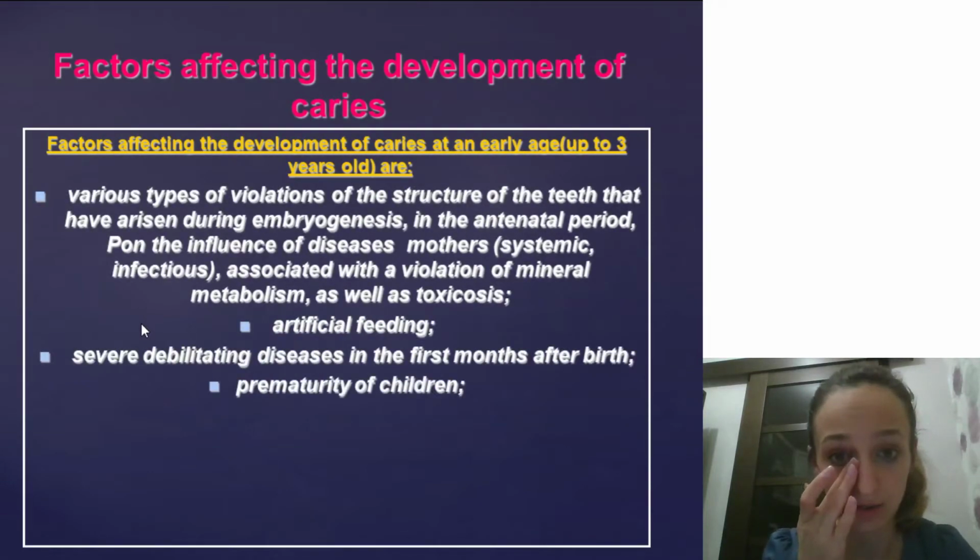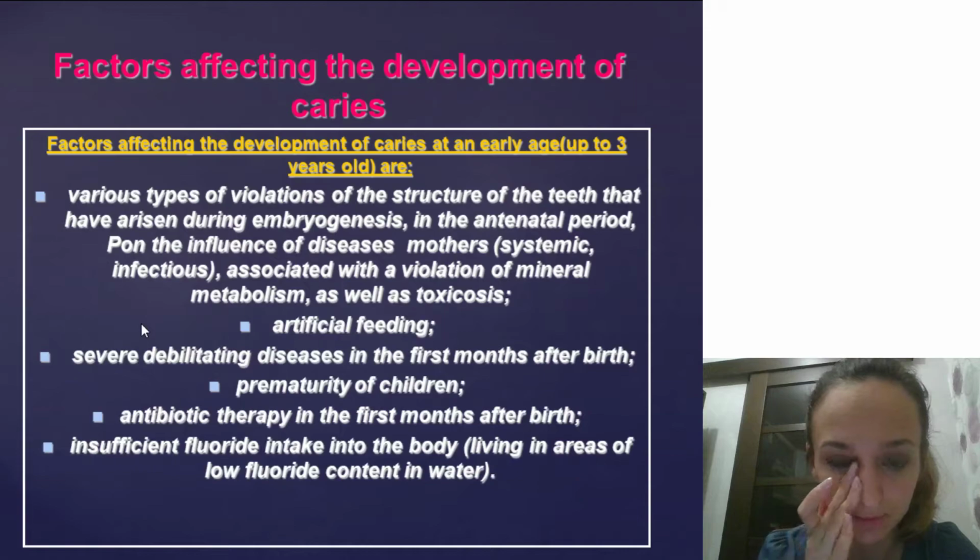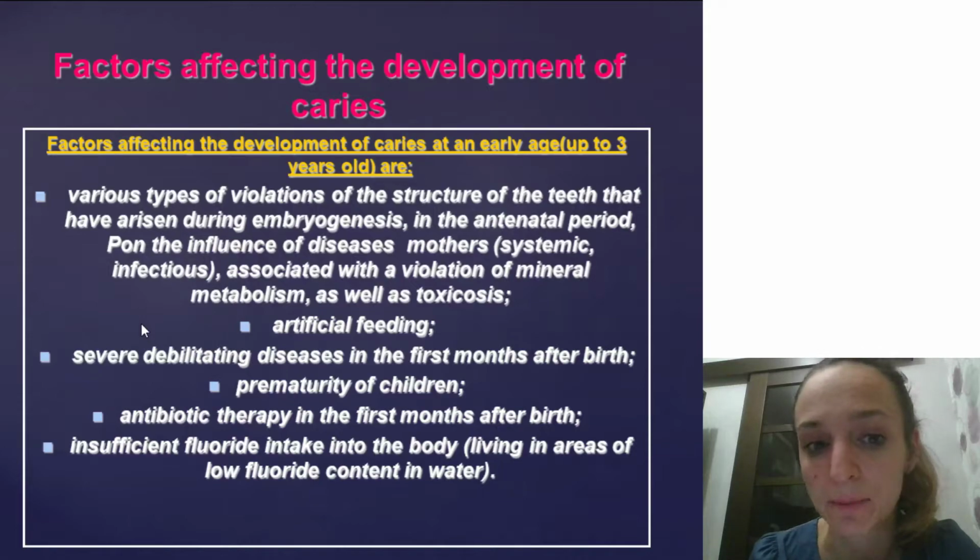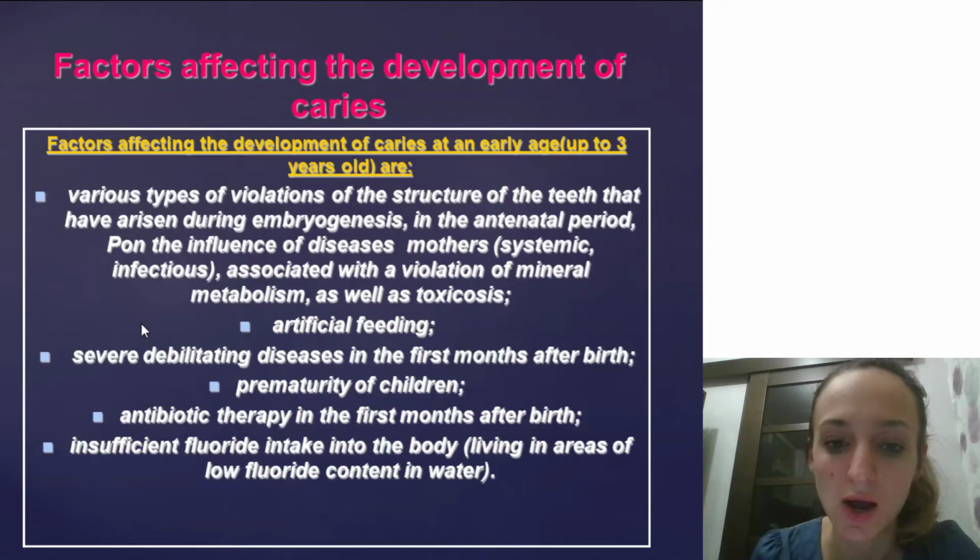So, factors affecting the development of caries. Of course, it is various types of violation of the structure of the teeth that have arisen during embryogenesis, artificial feeding, severe debilitation, diseases in the first months after birth, prematurity of children, antibiotic therapy in the first months after birth, and insufficient fluoride intake into the body.